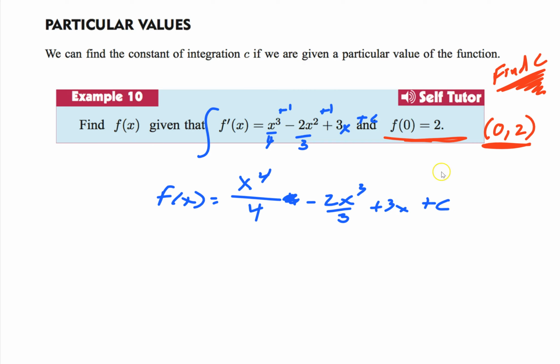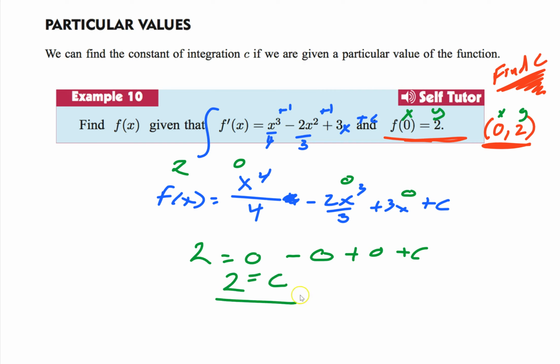But there's a constant here, so I got to find that constant. And again, like I was saying over and over, if they give you this, then you know they want you to find it. So how do we do it? Well, that's an x and that's a y. So you plug it in and find c. So we're going to plug in 0, and then 2. They made this one easy. C is 2.